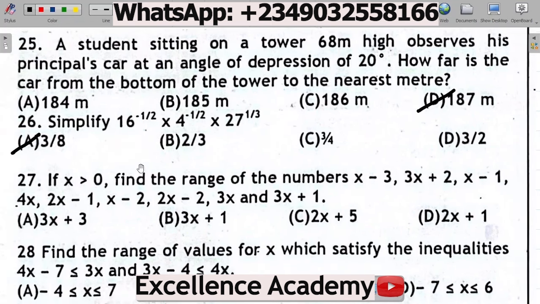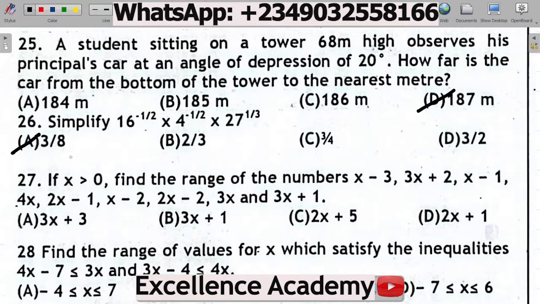You have option A, option B, option C, and option D. Now, when you're asked to find the range of the numbers, range is simply the difference between the biggest and the smallest number in a given set of numbers. When you have the numbers here, x minus 3, 3x plus 2, x minus 1, 4x, 2x minus 1, x minus 2, 2x minus 2, 3x, and 3x plus 1, which of these will give you the greatest value? The first thing you consider here is they said x should be greater than 0.